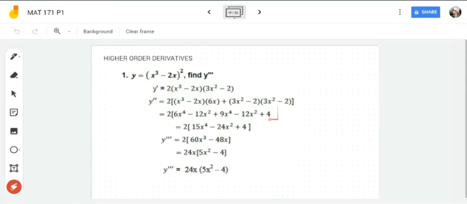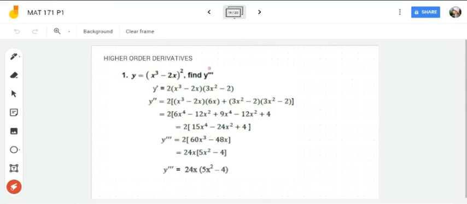Okay, there is a bracket here. So simplifying it further, this is like term, so 6 plus 9, you can add that. This is also, we can combine this part. So this will become your 2, quantity 15x raised to 4 minus 24x squared plus 4. Okay, so this is your second derivative.